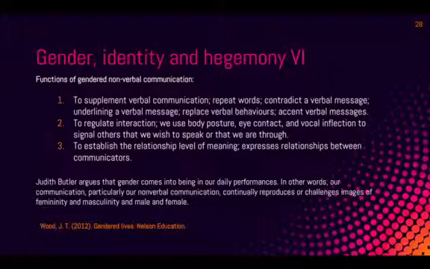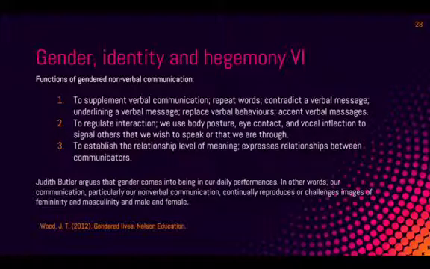Wood argues that functions of gendered nonverbal communication involve supplementing verbal communication. So if you're saying go right, then you point right. Repeating words, so you say yes, and then give the thumbs up. Contradicting a verbal message, so you say you're all right while you're weeping. Underlining a verbal message, so if you're saying go away, then you look angry. To replace verbal behaviors, if you're confused, then you don't say anything, but you just shrug. To accent verbal messages with accompanying gestures.